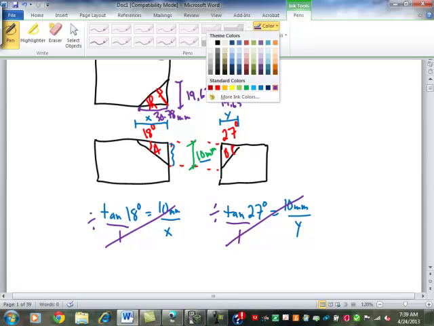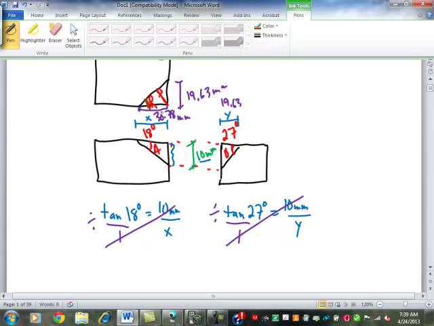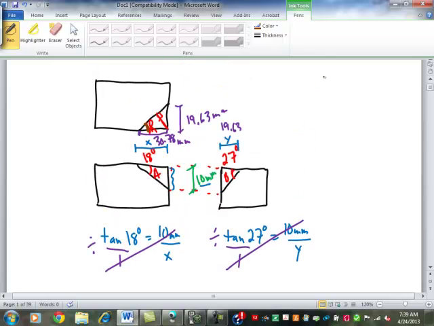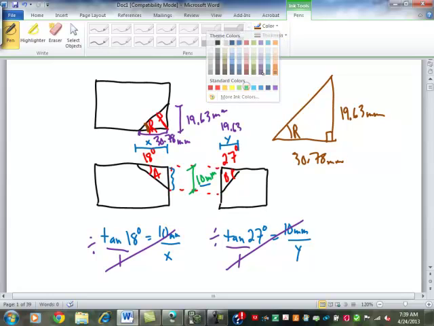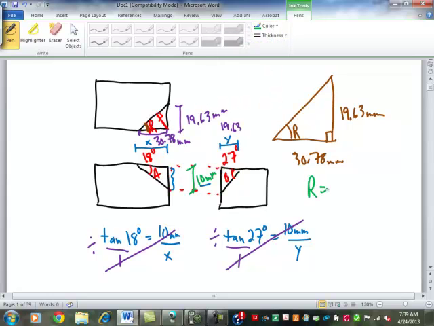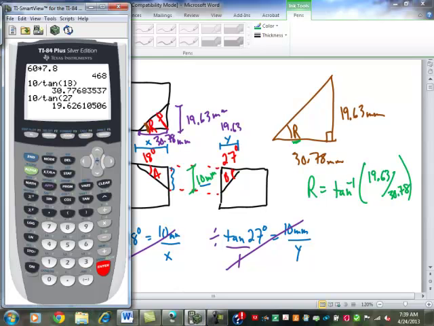So that actually gives us everything we need to know to find r, our rotation. Because if we look at that triangle, if this is r, this is 19.63, and this is 30.78, r is going to be found using what? Inverse tangent. Why inverse instead of just regular tangent? Because we're looking for an angle. The opposite side is the 19.63. The adjacent side is 30.78. So it is inverse tangent.